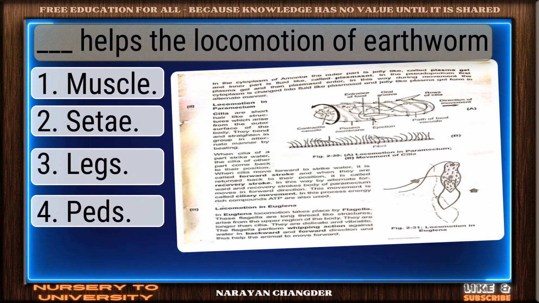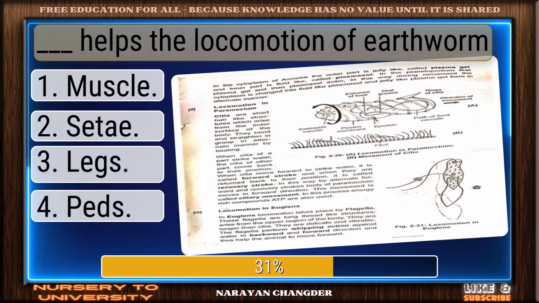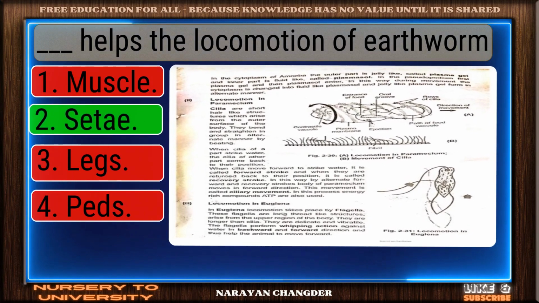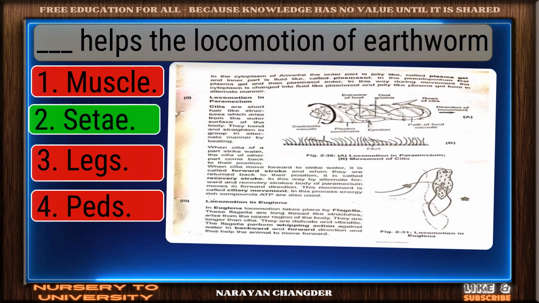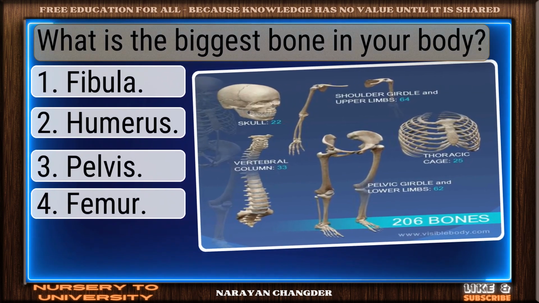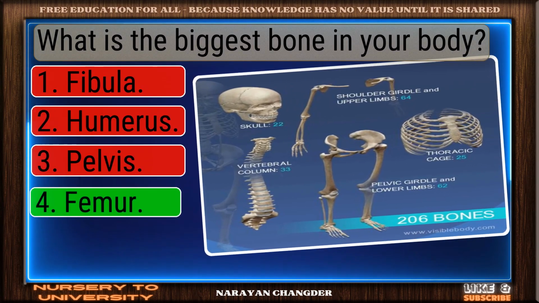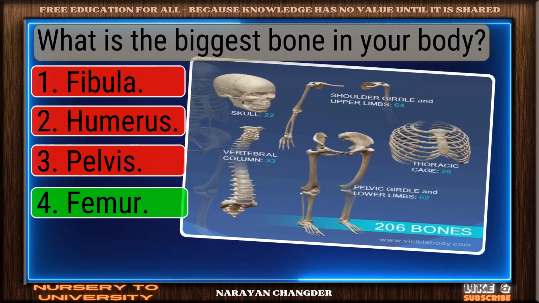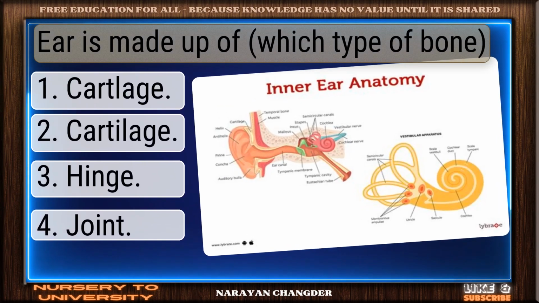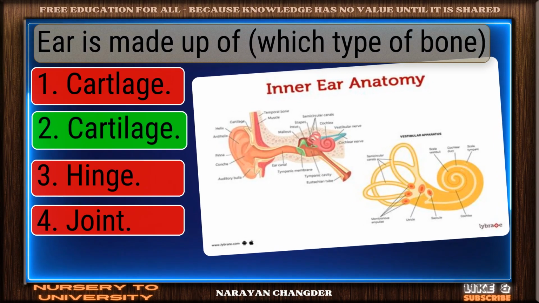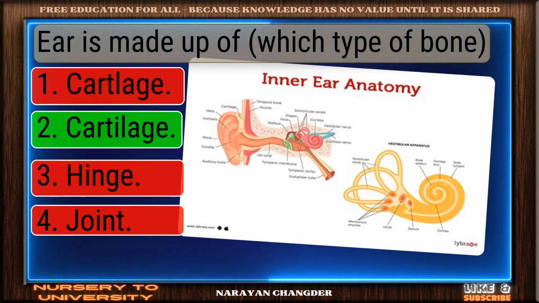Dash helps the locomotion of earthworm? Excellent. Setae is a brilliant choice. What is the biggest bone in your body? You're right. Femur is the correct answer. Ear is made up of? You chose cartilage. And it is correct.